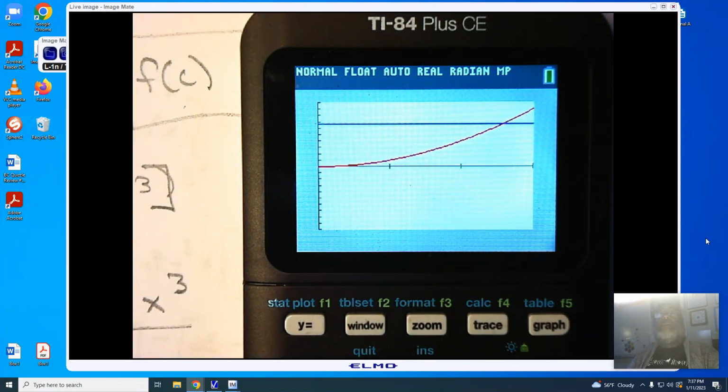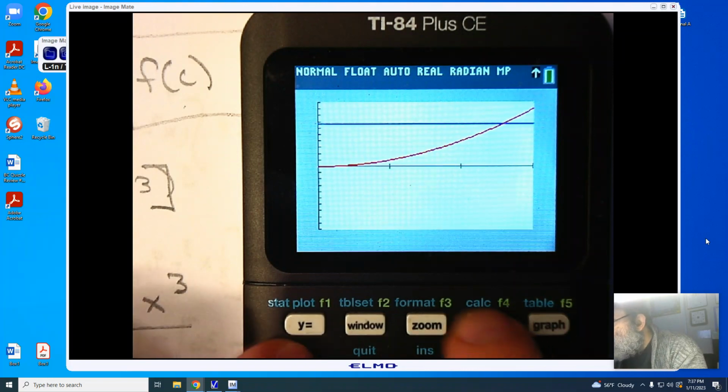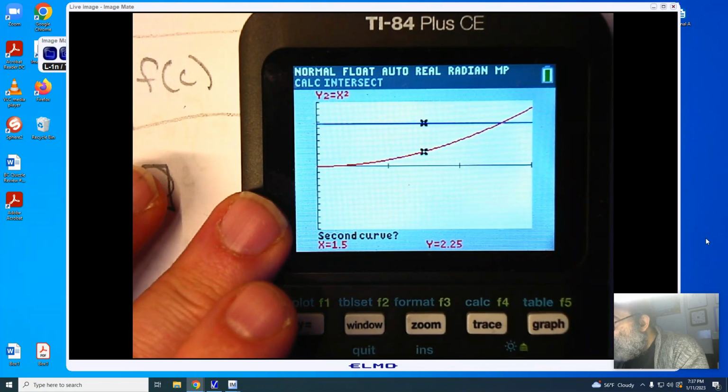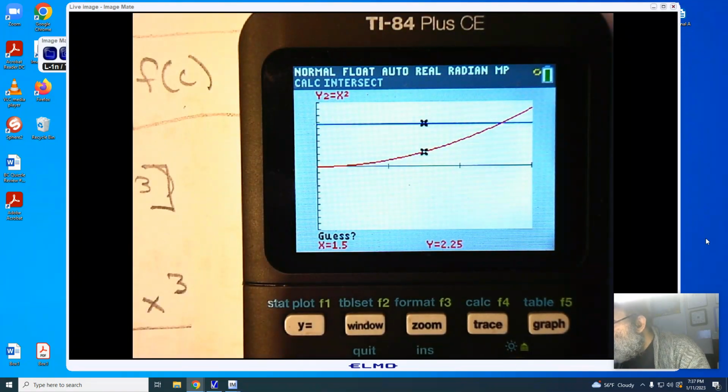You notice that intersection. The intersection between the integration divided by 3 equal to x cubed is the value of c we're looking for. So we're now going to go second trace, find the intersection 5, enter, enter, enter, and our value is 2.598. And that is what we are looking for.